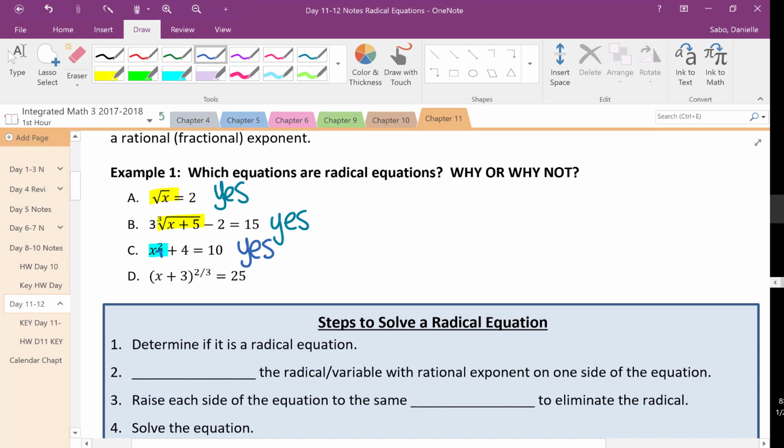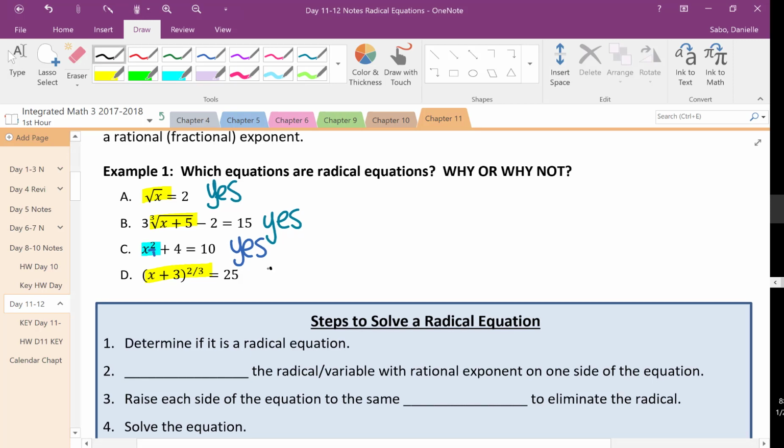What about this next one? No. Why? What does this 2/3 really mean when we talked about that last week? Yes, so this technically means the square root of x plus 3, all cubed. So yes, it is technically a radical. Okay, so you want to look for both of those. These we're going to be doing tomorrow, these we'll be doing today.